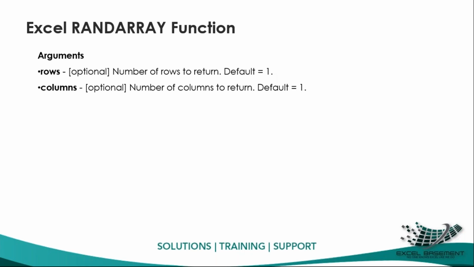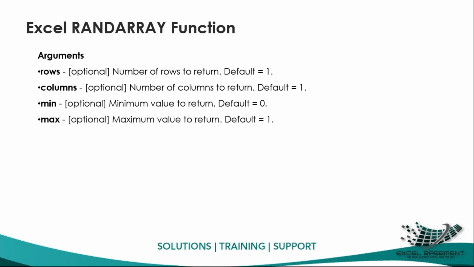Similarly for the columns, again this is optional, the number of columns to return. If you want more than one column, you have to define the number of columns as a positive number. And if you skip that, the default will be 1. Then minimum, this is optional, the minimum value to return. You can apply any minimum value you want. If you skip it, the default will be 0. Maximum is also an optional function argument, the max value to return. So you can apply any maximum value you want for the random numbers to generate, but if you skip, the default value will be equal to 1.